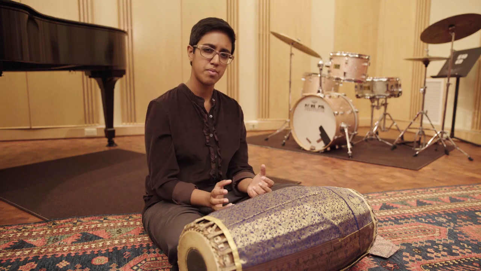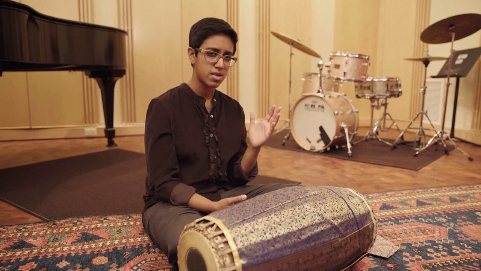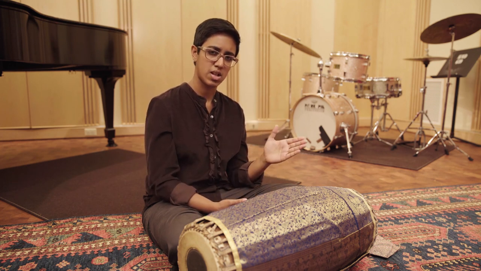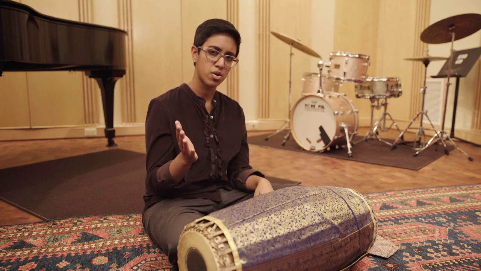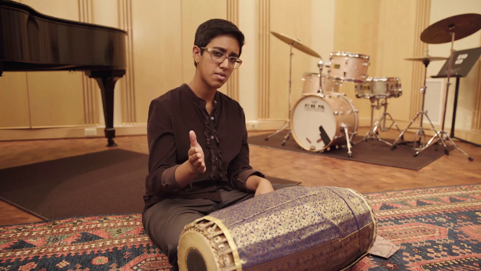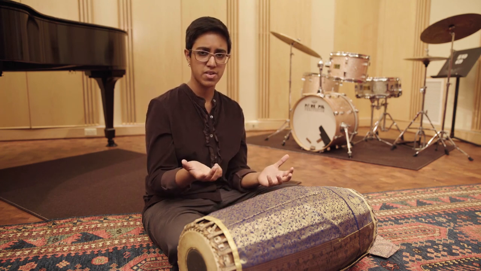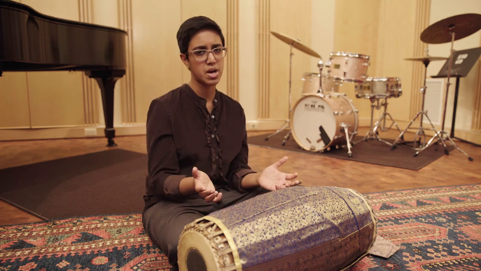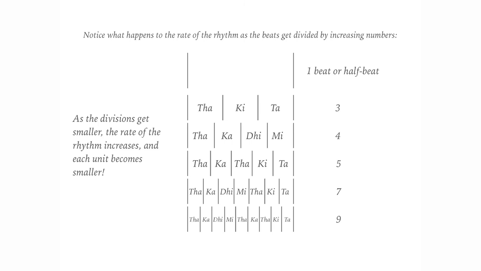Did you notice how the syllables I was saying got faster? The beat that I was clapping remained at the same tempo, but the syllables were going at a different rate, depending on how many divisions there were in each beat. So this is kind of like fractions. If you divide a pie into three parts, and you're sharing it among three people, each person gets a pretty substantial amount.